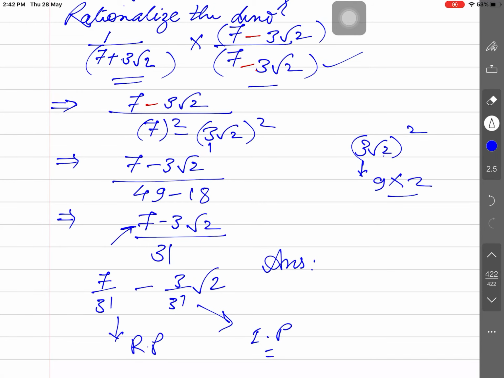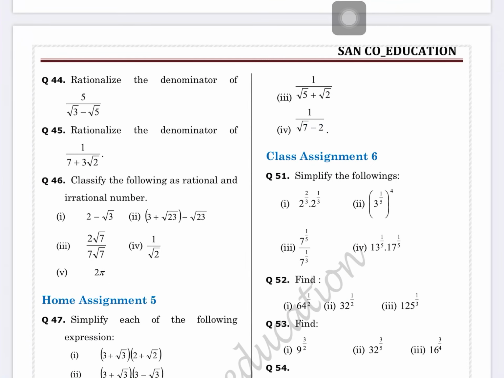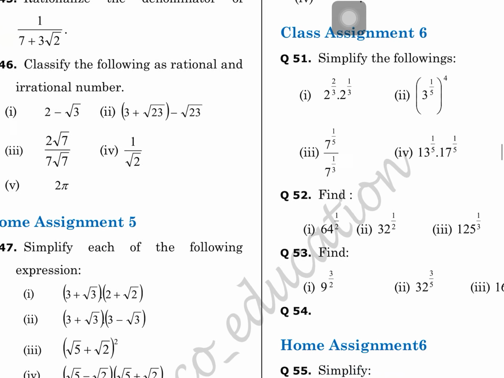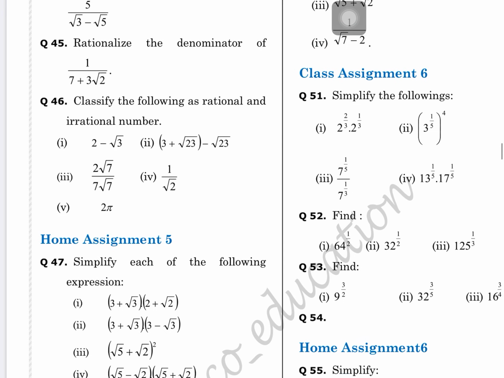Now see the next one further. The next question is: classify the following as rational and irrational number. Obviously the first one, 2 minus root 3: is it rational or irrational? 2 is the rational part and root 3 is the irrational part. So the difference of rational and irrational is again irrational. So this is irrational, and what will you write as the justification?